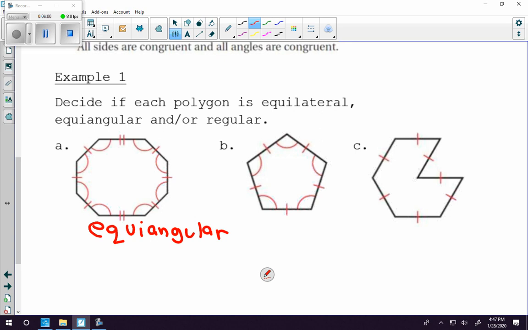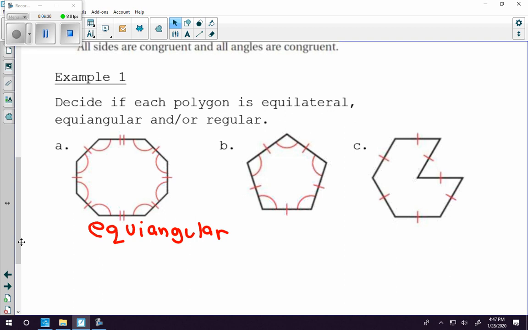But if you notice, all of the segments are not congruent, so it is not equilateral. And if it's not equilateral and equiangular, then it is definitely not regular. So we can only classify A as an equiangular polygon. It's actually an octagon if I'm counting the segments correctly. It's an octagon that is definitely equiangular but not equilateral.